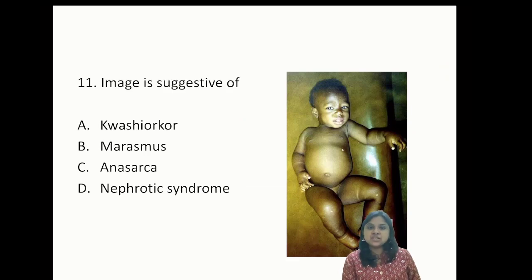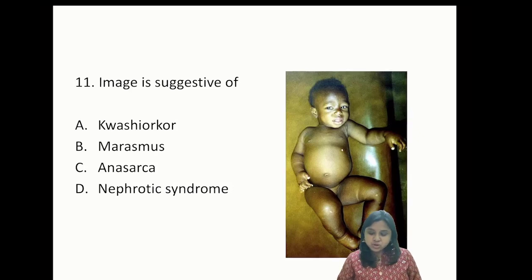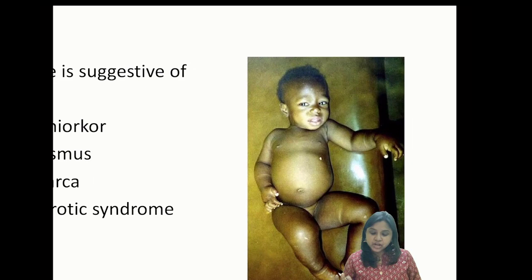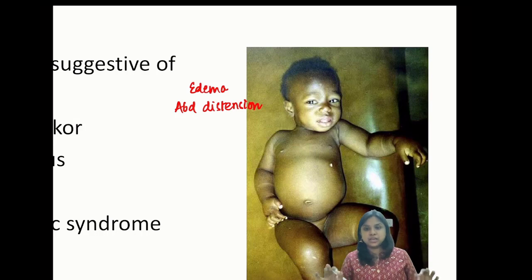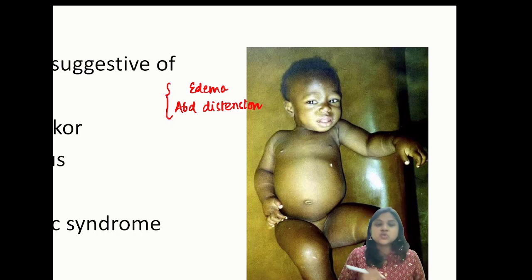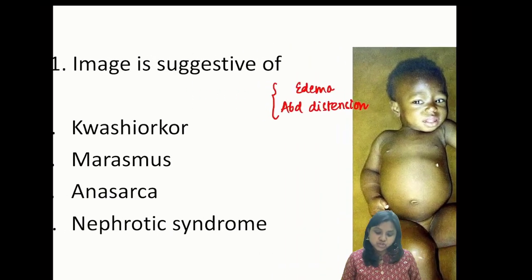Coming to 11, image is suggestive of. So this is a question of protein energy malnutrition. Now see this image, what you can find, you can see that the child is having edema, right? So there is edema and there is abdominal distension. So mainly my question is asking me a condition of protein energy malnutrition where I am going to get edema along with abdominal distension. So it is nothing but kwashiorkor.